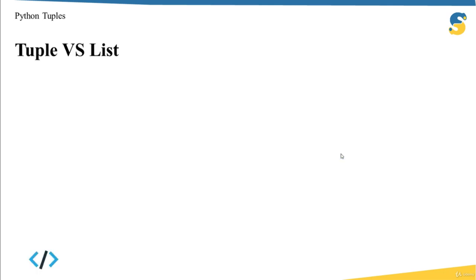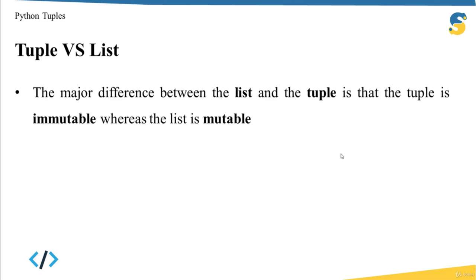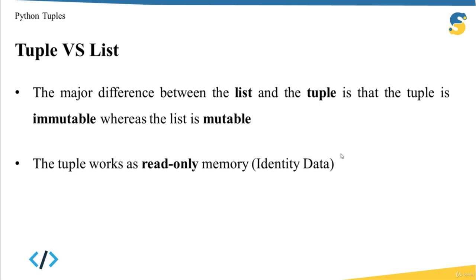As you can see, tuple is very similar to Python lists. So let me compare tuple and list. The major difference between the list and the tuple is that the tuple is immutable, whereas the list is mutable. So I can say they are exactly the same, except this point, which is immutability. Therefore, the tuple works as read-only memory.